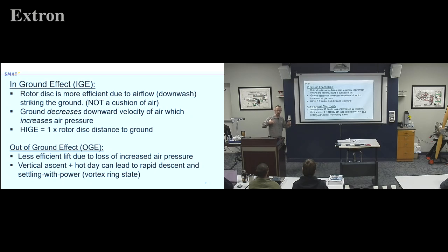It creates a pressure underneath the helicopter, not a pillow of air, not a cushion of air, okay? It's a pressure. It increases the air pressure underneath the main rotor disc of the helicopter itself. So, hovering in ground effect is equivalent to one rotor disc distance from the ground.